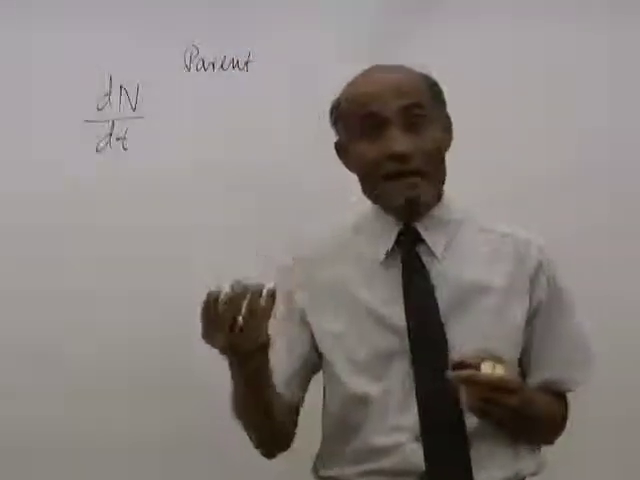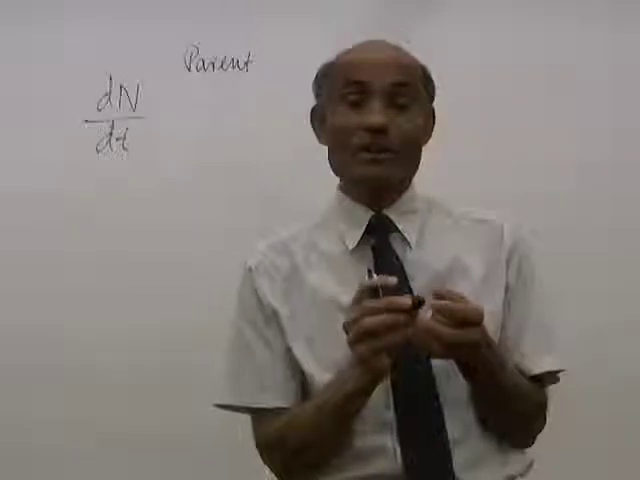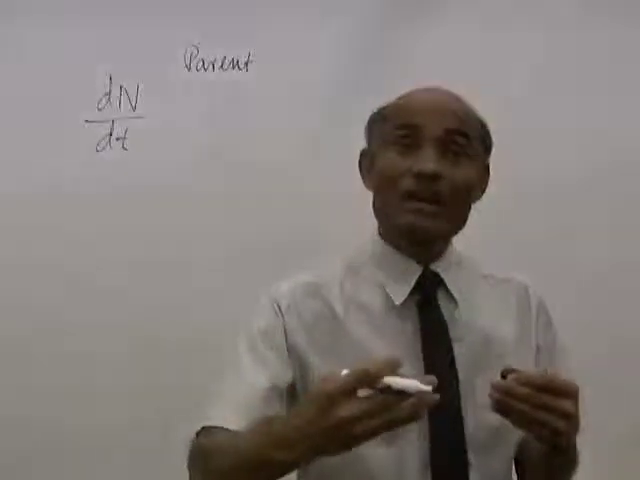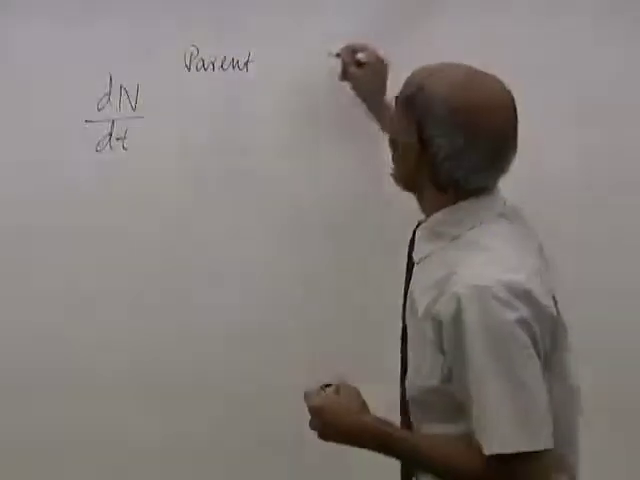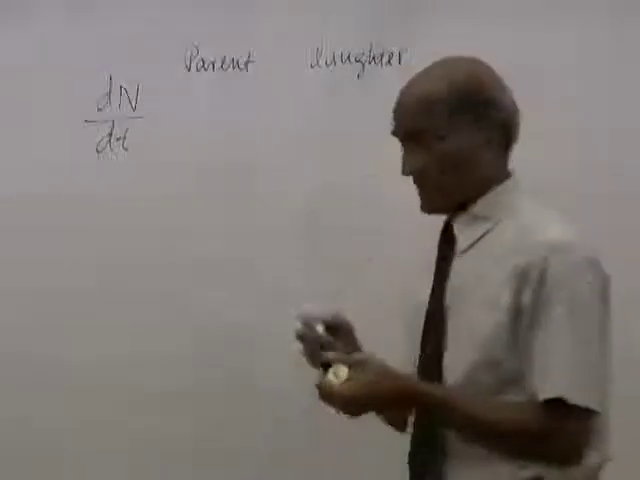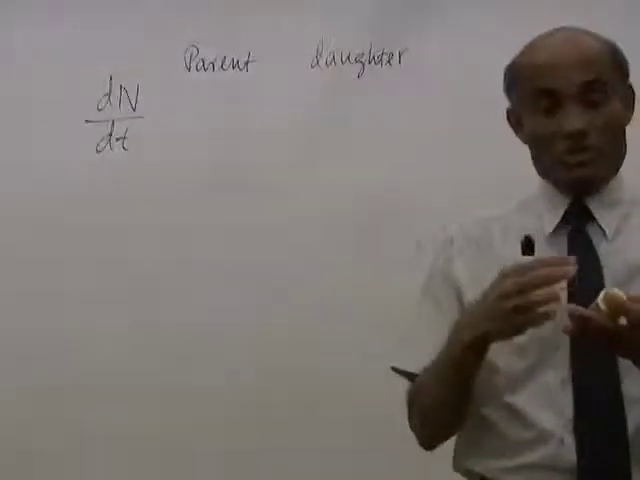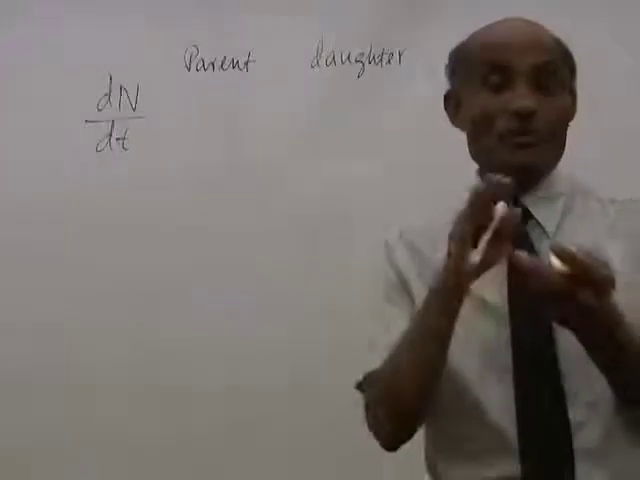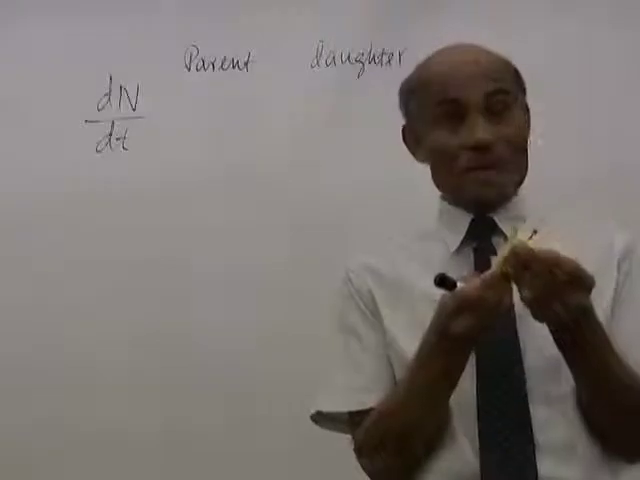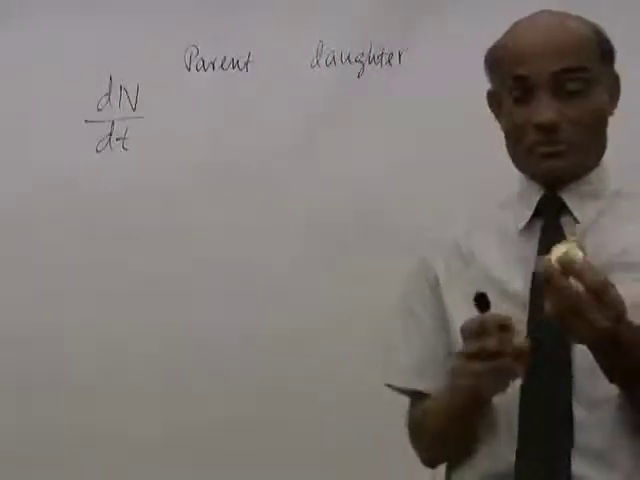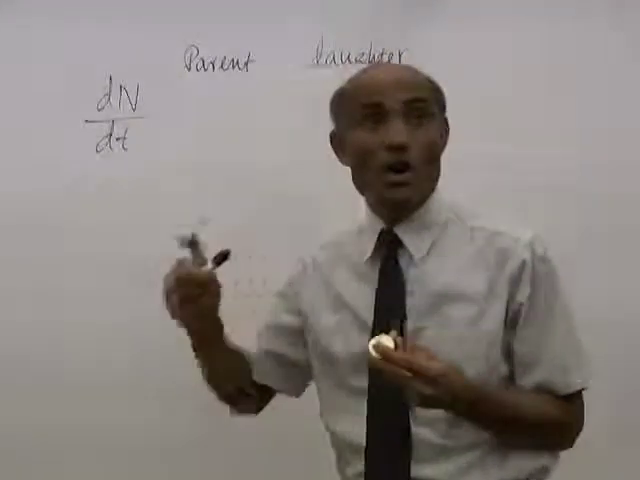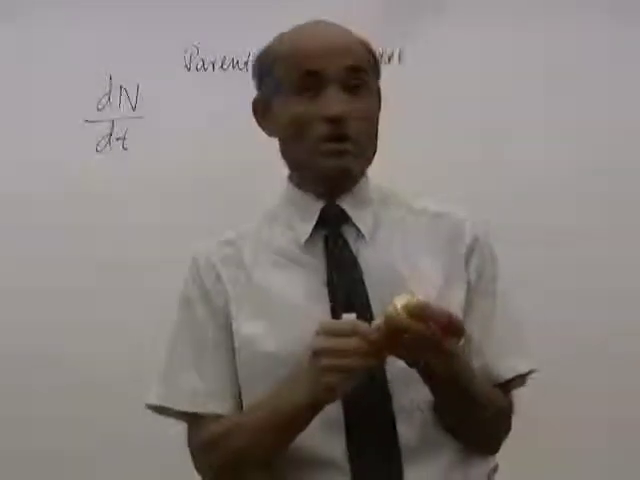So the element X we're going to call the parent element, and the element Y, which is the result of element X emitting a radiation, is going to be called the daughter element. That means as disintegration proceeds, there will be parent atoms and daughter atoms present in the same sample. Right? So, we said the rate of disintegration depends on the number of atoms originally present.